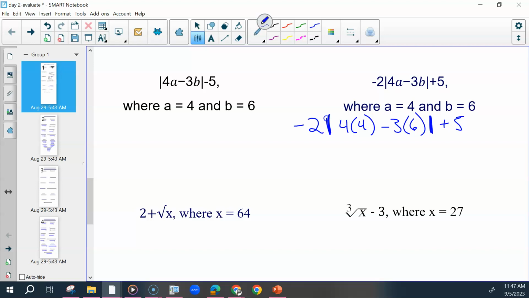And then order of operations, what would we do first? So what's inside the absolute value, but then we have to multiply before we do anything else. So multiply those two. Then we still need to do what's inside the absolute value, so subtract. And then do 2.